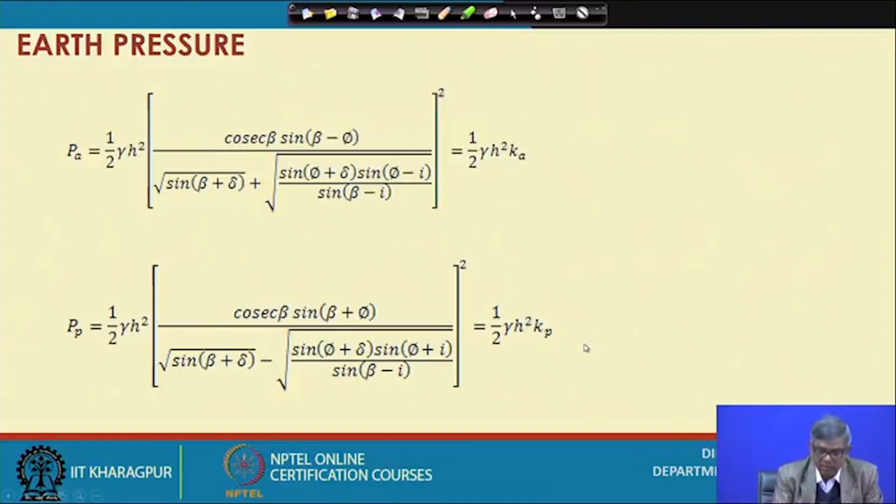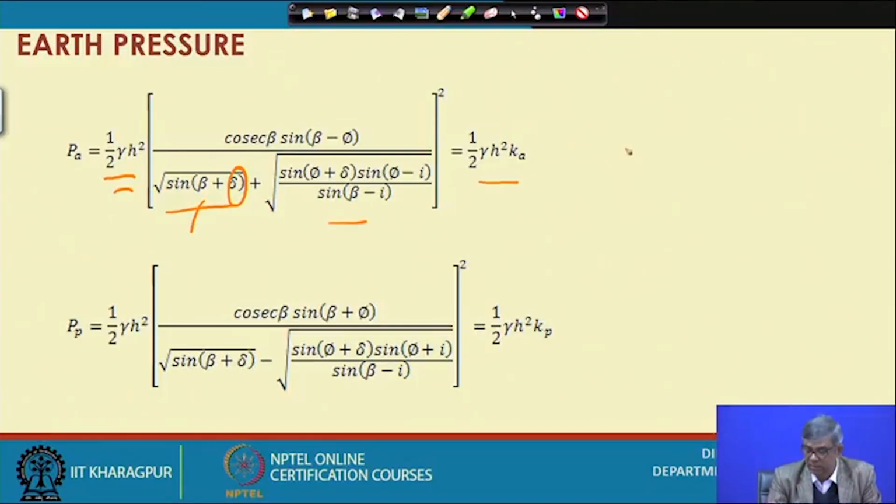You can see that we will get an expression for PA equal to half gamma H square, cosec beta sine beta minus phi, under root this and this whole square, equal to half gamma H square K. So now what is delta? That is the angle between the backfill and the wall because of friction, and beta is the angle from the backfill inclination.